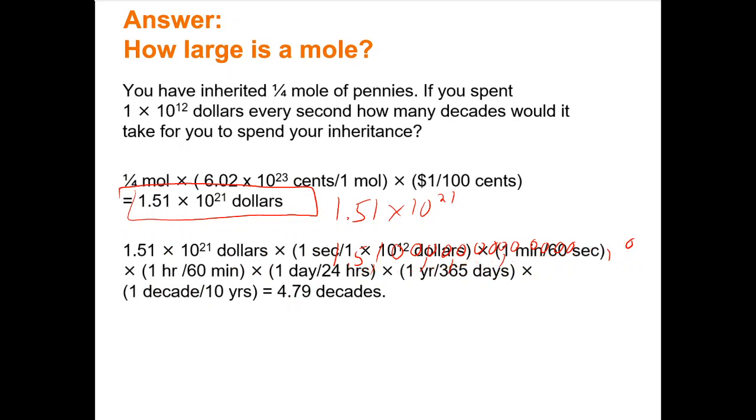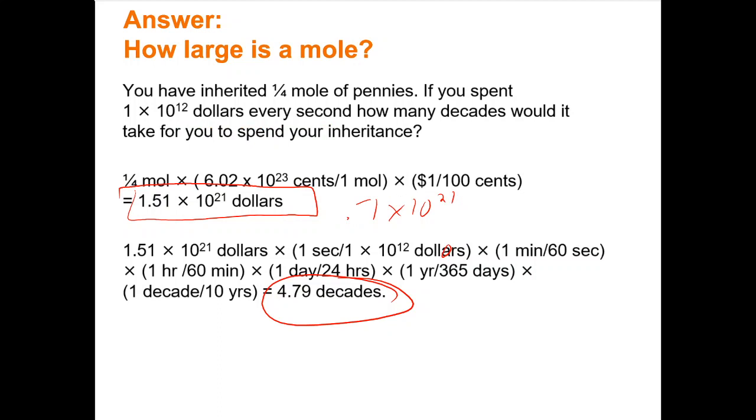Okay, and they're asking us if we spent 10 to the 12 dollars every second, how many decades would it take us? So they've done the math there for us. We don't have to go through it. It would take you 4.79, almost 5 decades, almost 50 years, if you spent 1 times 10 to the 12 dollars every second.